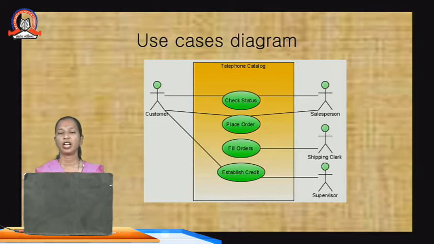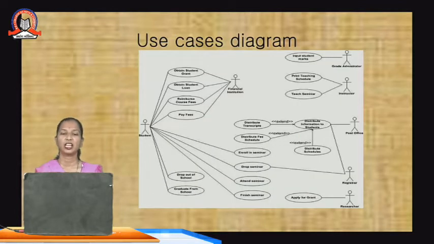The telephone catalog is an automation over here. The boundary stick figures are the customer, salesperson, shipping clerk, and supervisor, and at the center we have the activities which are drawn in ovals, also called the use cases.